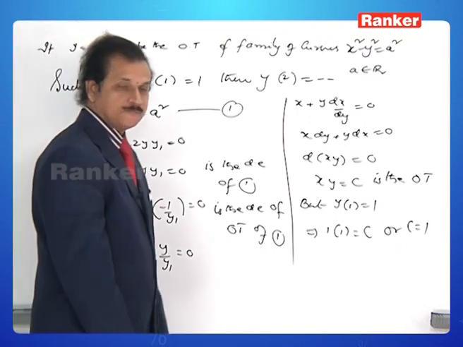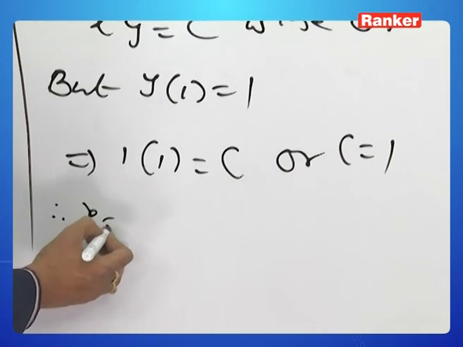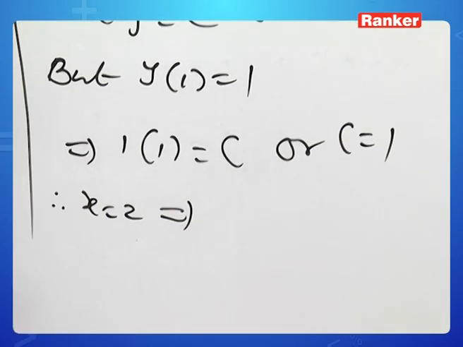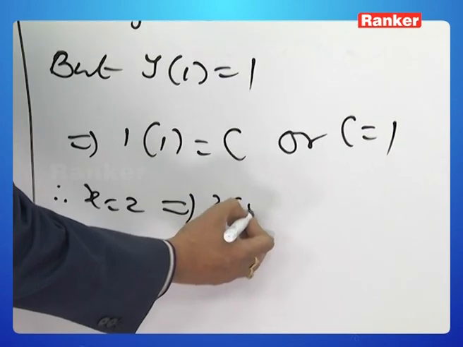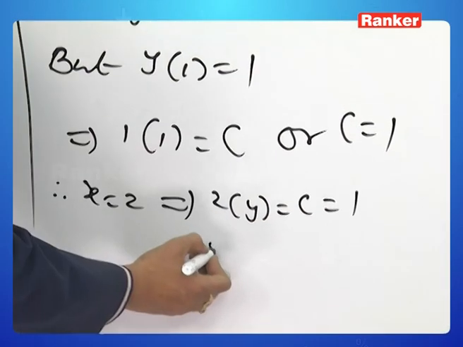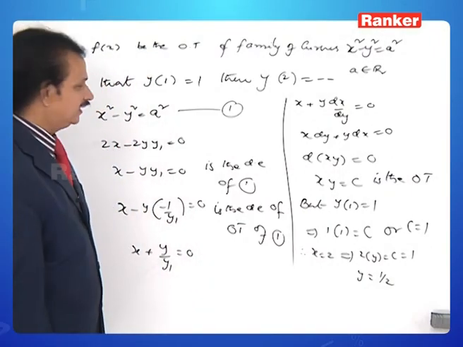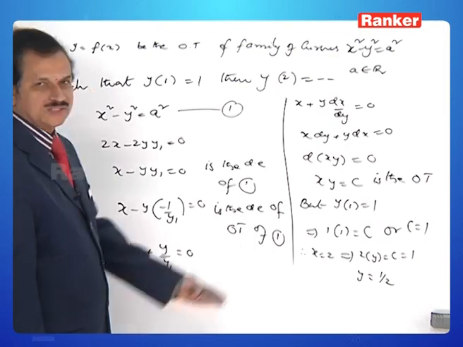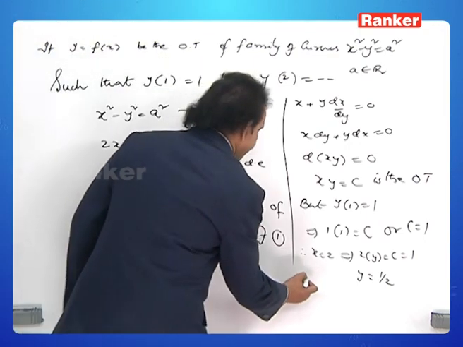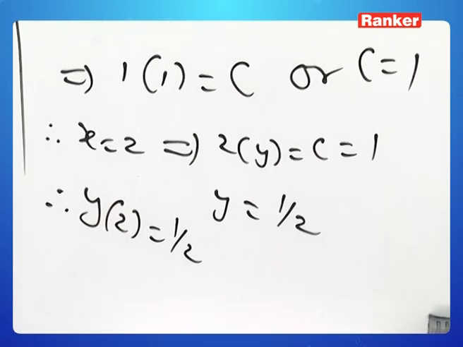Okay, right. What is required here? y at 2. If x is equal to 2, then what happens? 2 into y is equal to c, but c is 1. Hence, y is equal to 1 by 2. So what is the answer? What is y at 2? It is nothing but half. Therefore, y at 2 is equal to half is the right answer.